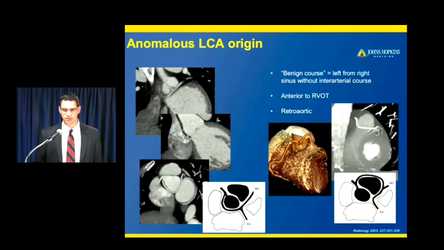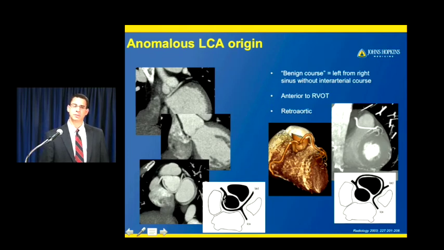Okay, so back to other types of coronary artery anomalies. The left coronary artery can have other anomalous origins. On the left side of the slide, you can see an example of the left coronary artery arising from the right and passing posterior to the aorta. This is called a retroaortic course. It may come off the right coronary artery, or it may come off the right coronary sinus by itself. Either one. The important thing here is that it's benign. You can see it wrapping around the aorta posteriorly, so there's no compression in this situation. This is a benign anomaly. You do not need to worry about it.